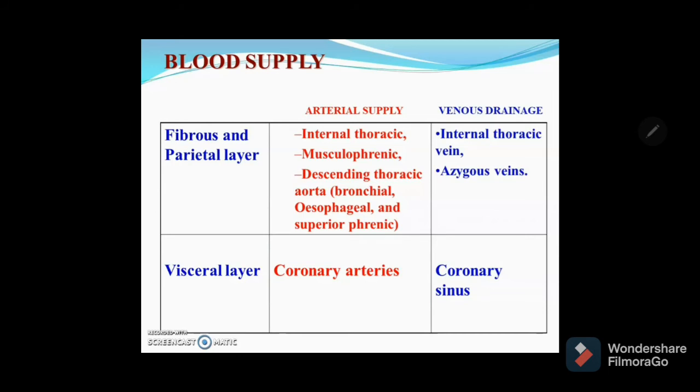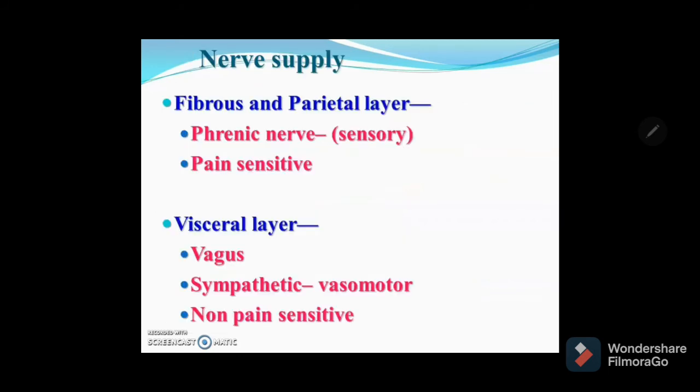So next, moving on to the nerve supply here. The fibrous and parietal layer are supplied by the phrenic nerve, which is sensory and pain sensitive, that is somatic. The visceral layer is supplied by the autonomic nervous system, vagus and sympathetic, and it is non-pain sensitive. So that is about the nerve supply. Fibrous and parietal have the somatic nerve supply, whereas the visceral layer has the autonomic nerve supply.